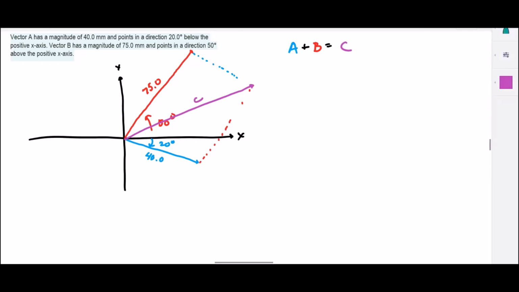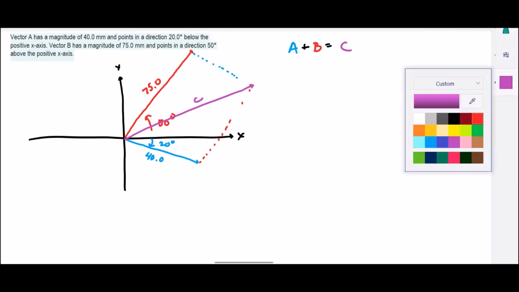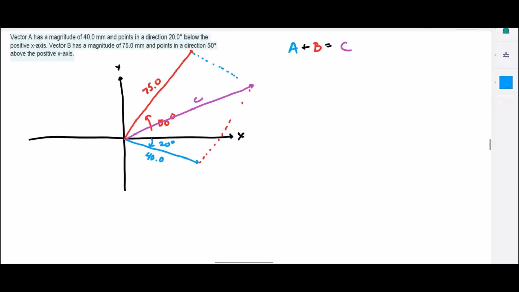But to figure out exactly what the magnitude of C is, or what angle C is, you can eyeball it here. You can get a good guess, but obviously guessing isn't going to be quite enough. So let's do it mathematically. And to do that, I'm going to find the components of A and B, and then add them, and then use that to find the components of C. I can use that to find the angle, and I can also use that to find the magnitude. So let's do components of A. I need to find the x component and the y component.